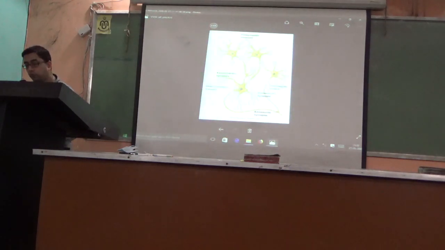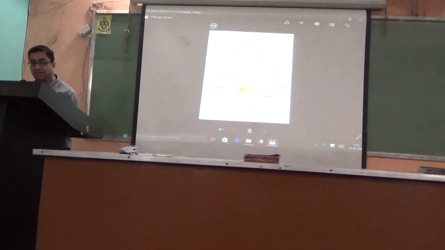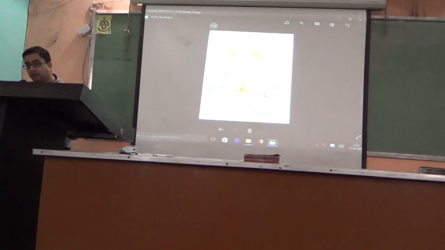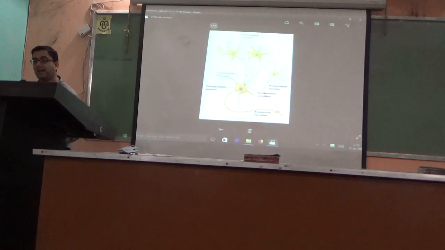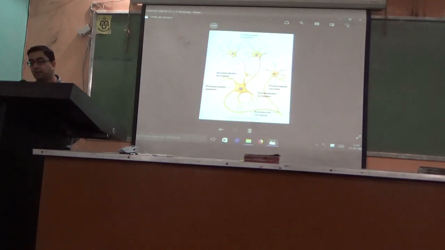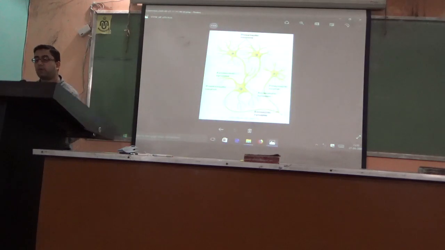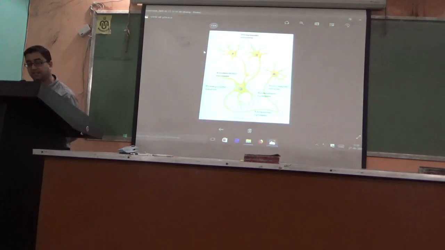Then the third is axoaxonic. As the name suggests, the axon of the presynaptic neuron with the axon of the postsynaptic neuron. Axon of one with the axon of another. Okay? And then comes the fourth type, that is dendrodendritic, which is very rare. The name suggests dendrites of one. This is not shown here. The dendrite of presynaptic with the dendrite of postsynaptic, and this is a very rare type of synapse.